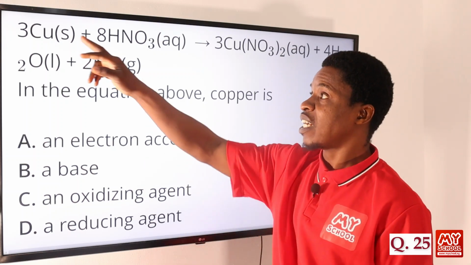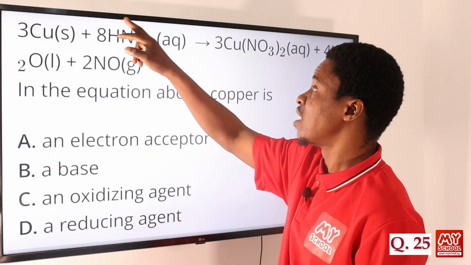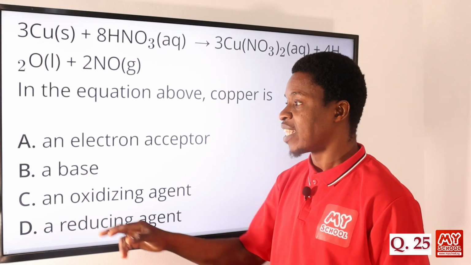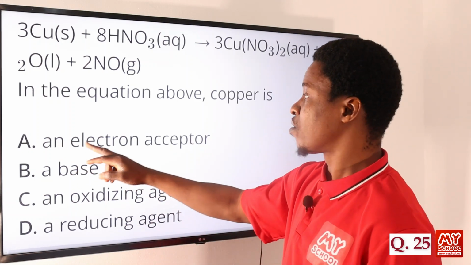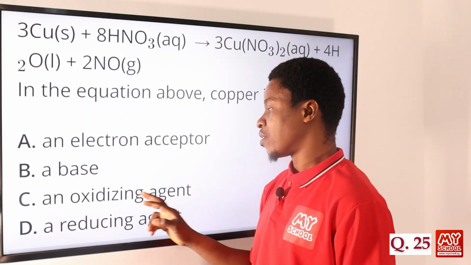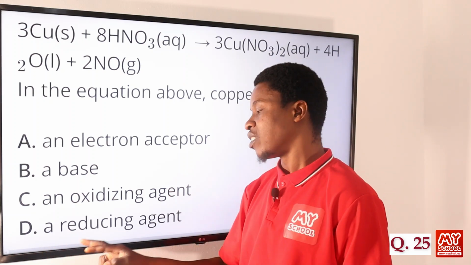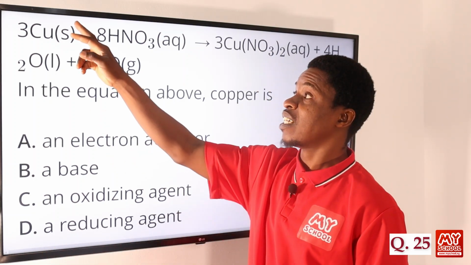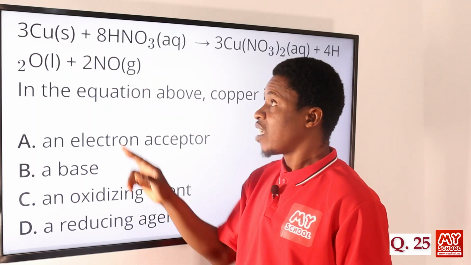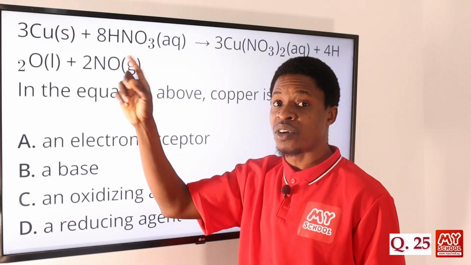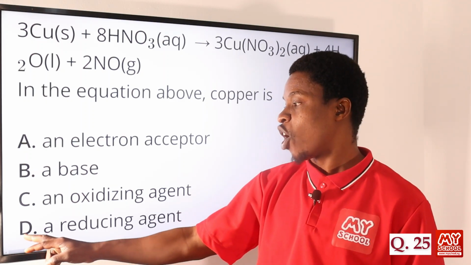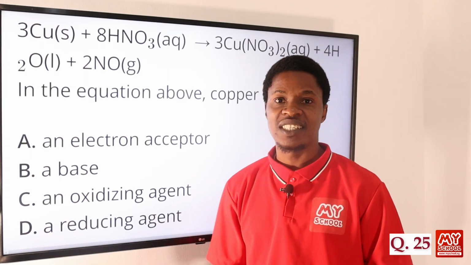So there's an oxidation that has taken place here from 0 to positive 2. Which means option A is not correct. It's not an electron acceptor. Instead, it's the one giving out electrons. It is not a base, it is not an oxidizing agent, but it is a reducing agent, because there's an increase in oxidation number, and reducing agents go through the oxidation process. So the correct answer here is option D, a reducing agent.